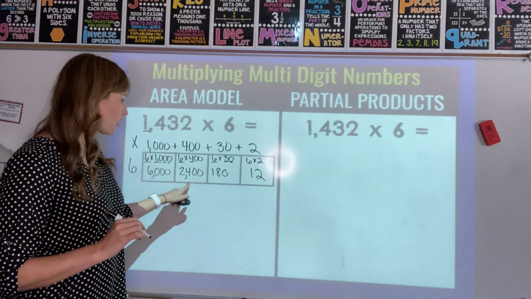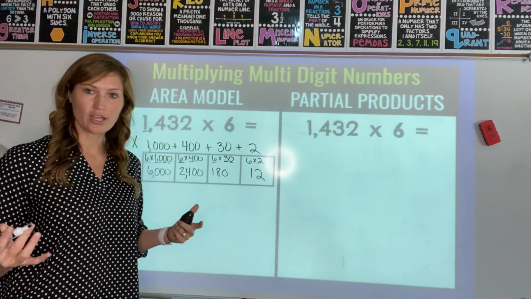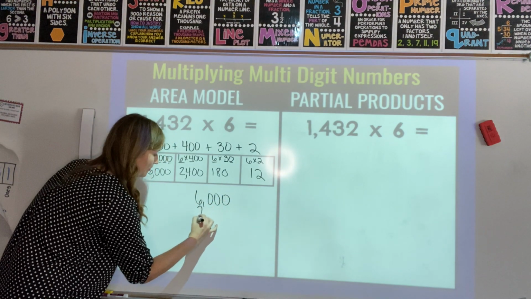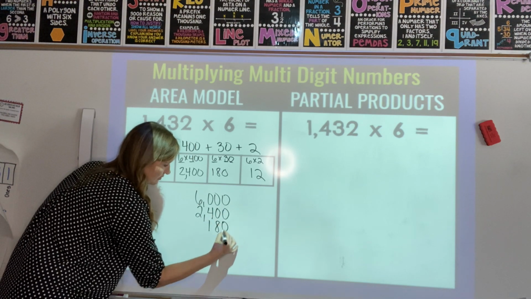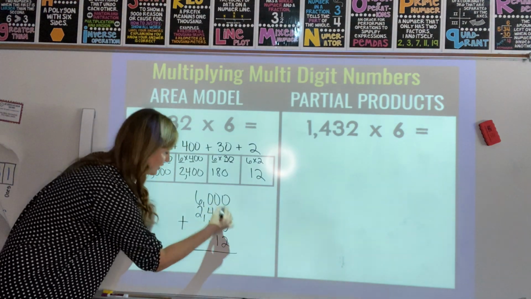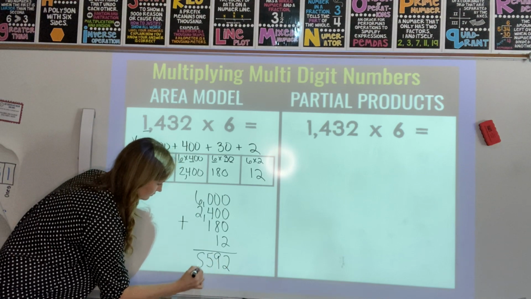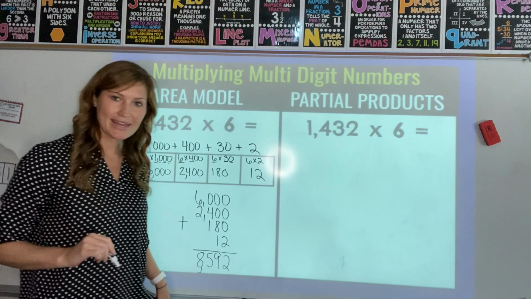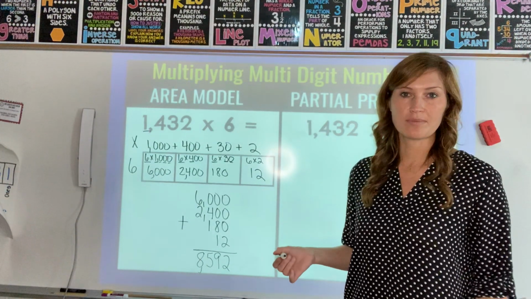Okay, now these are all called partial products. So now our last step is to add them all up to get our total. It's very important to make sure you line up your numbers in the correct place. Okay, now we're ready to add. All right, so the product is 8,592. All right, now let me show you the same multiplication sentence, but solving it using partial products.